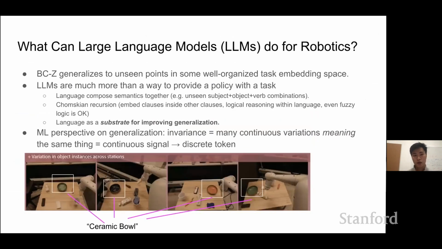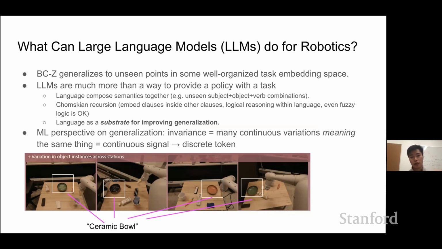And so what are the takeaways here? Well, we've seen that the system, which we call BCZ, generalizes to unseen points in some pre-trained frozen task embedding space. And if you'll permit me some wild speculation here, I think that large language models are much more than a way to provide a policy with a task. That's what we do in this paper, but as you can see from our results, language allows you to compose semantics together, like unseen subject, object, verb combinations. But beyond that, language has a lot more power than that.